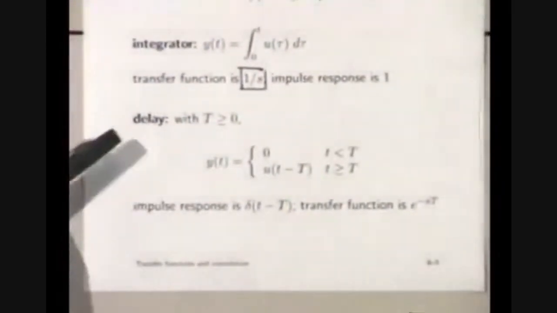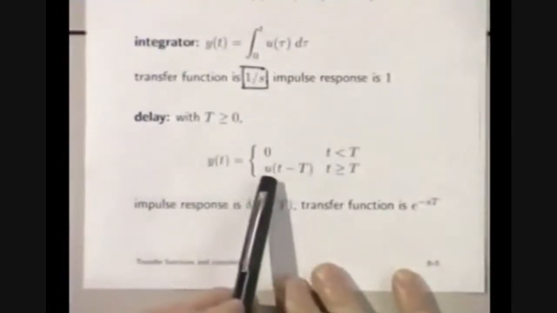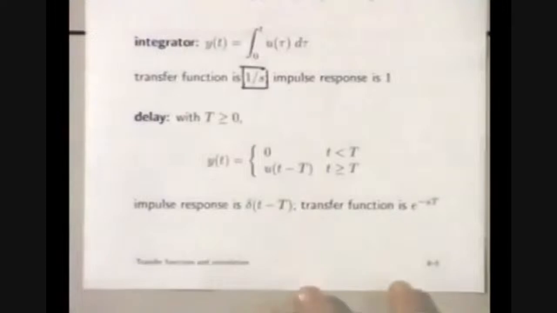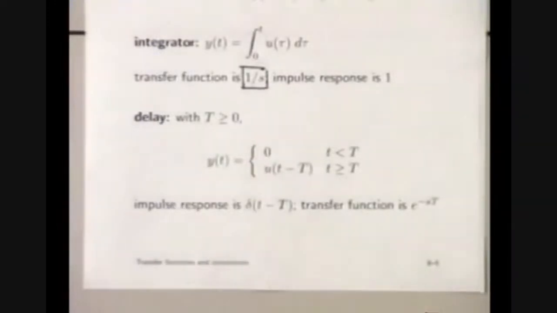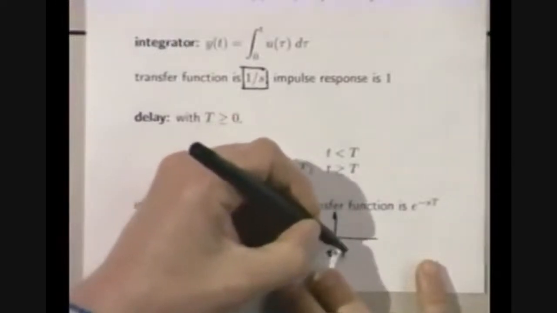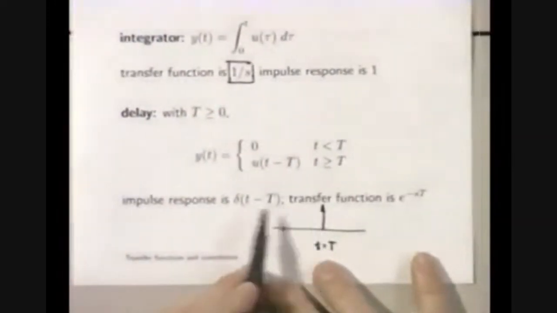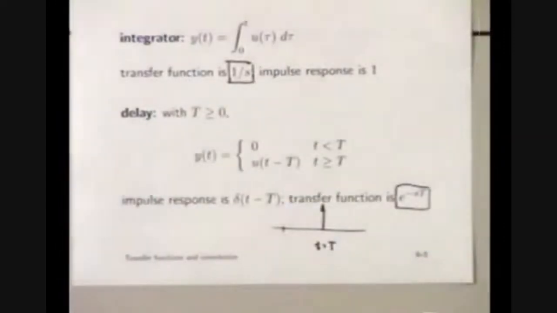Okay. Now for a delay system, it says that basically y of t is equal to what the input was capital T seconds ago. This is also a convolution. It's convolution with a signal that looks like this. It's got an impulse at t equals capital T. And the Laplace transform of that, the transfer function, is e to the minus sT, like this.